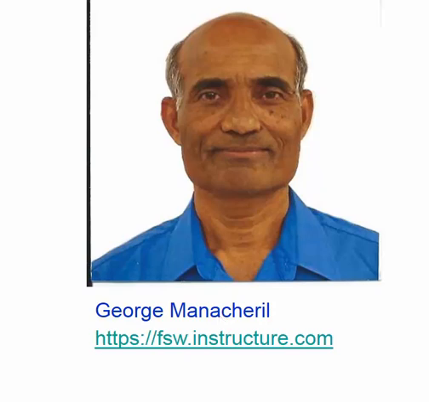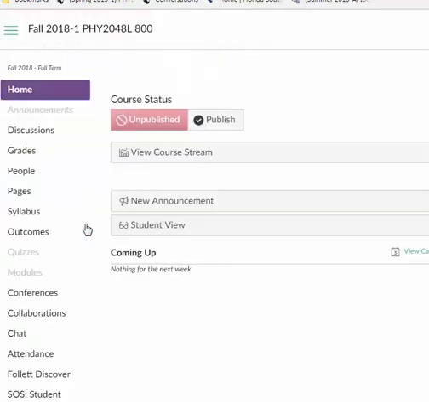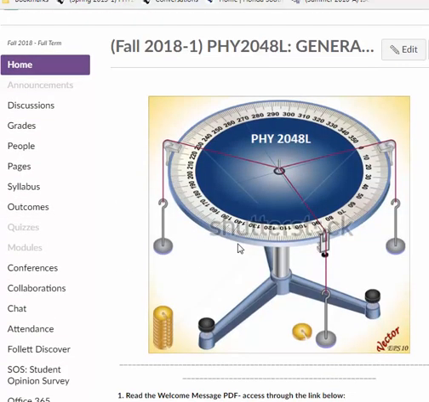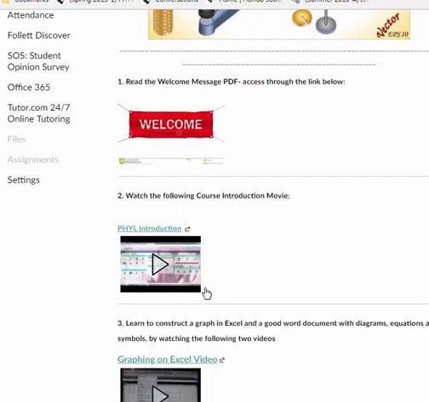When the course becomes available to you, log on to https://fsw.instructure.com and that will take you to the Canvas dashboard. The Canvas dashboard will look like this. Click on the name of your course and that takes you to the home page of the course. Read the welcome message, and of course the introduction video is what you're watching now.